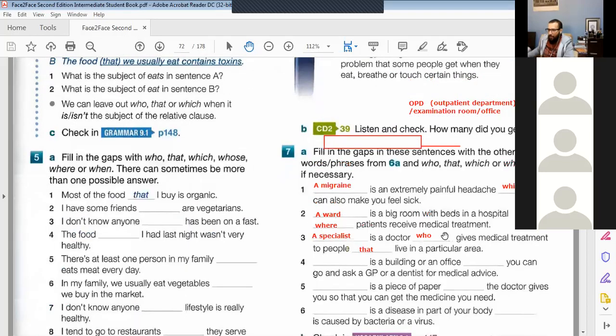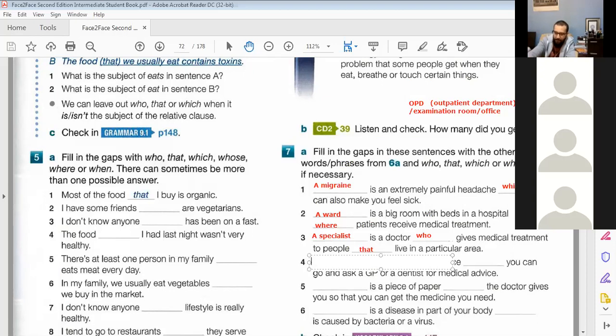This is the place where the GP will be. So number 3. Can you complete it? Yeah, number 4. Surgery is the building or an office where you can go and ask a GP or a dentist for medical advice. Correct. Yes, that's right. Okay. What about number 5? What do you think, Raja?